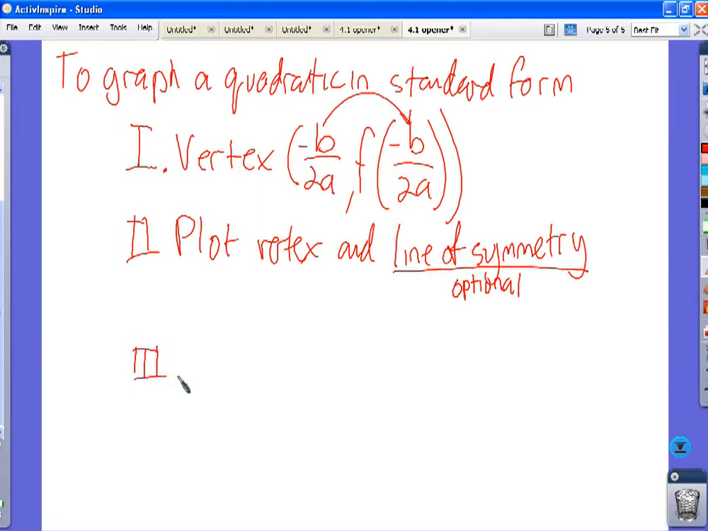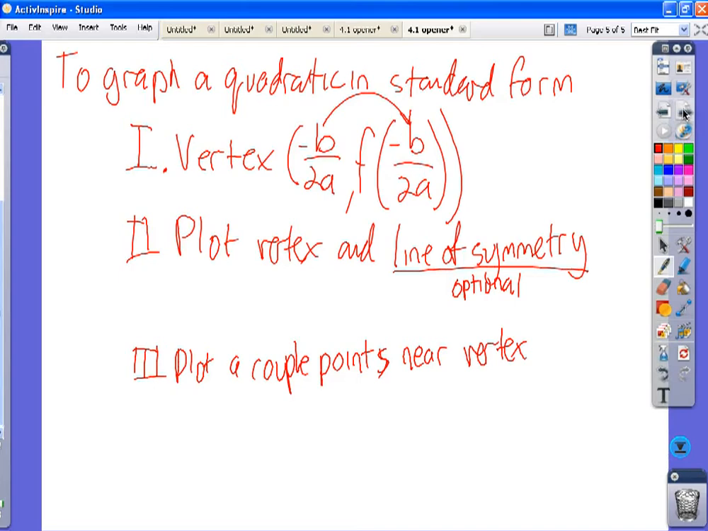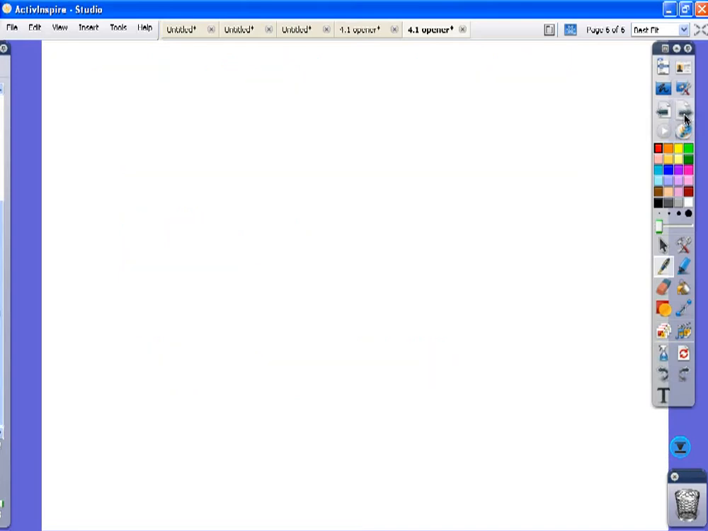Okay, so to this point we have a vertex and a line of symmetry, but now we need to get an idea of how steep it is. We need to do what? We could get an idea that it should be steep, but we should have some more points to draw through, right? So plot some more points, and not really far away from the vertex. We're going to stay near the vertex, so some points near the vertex.